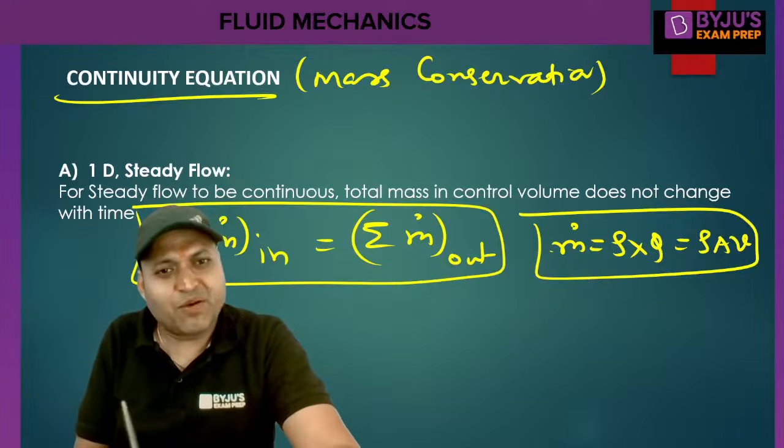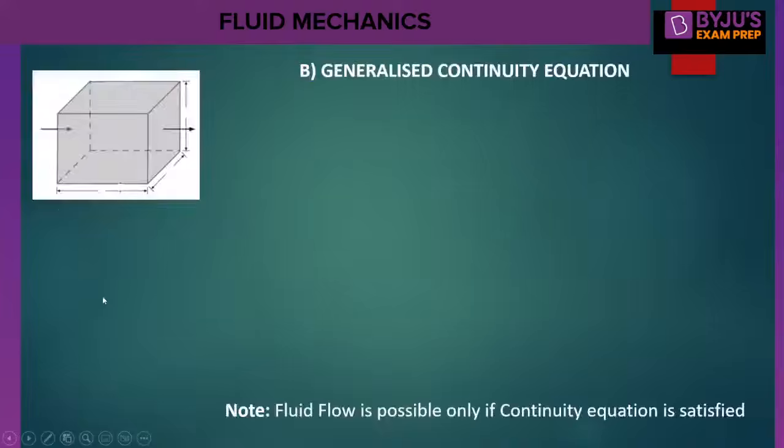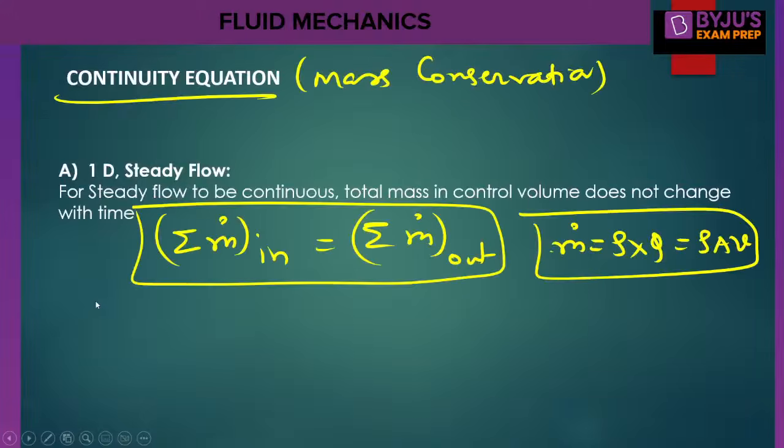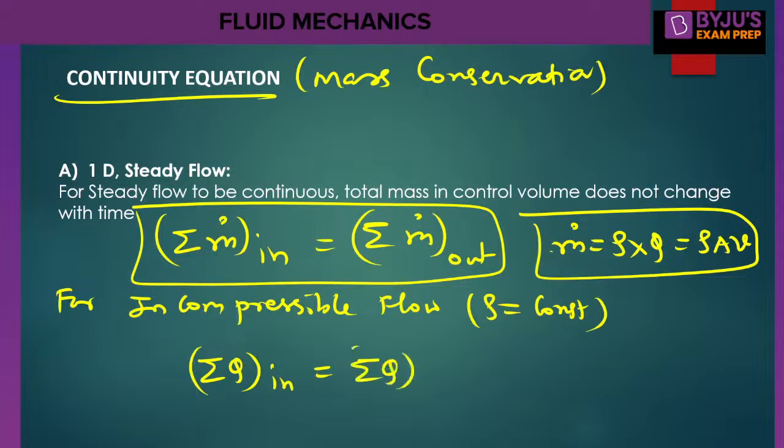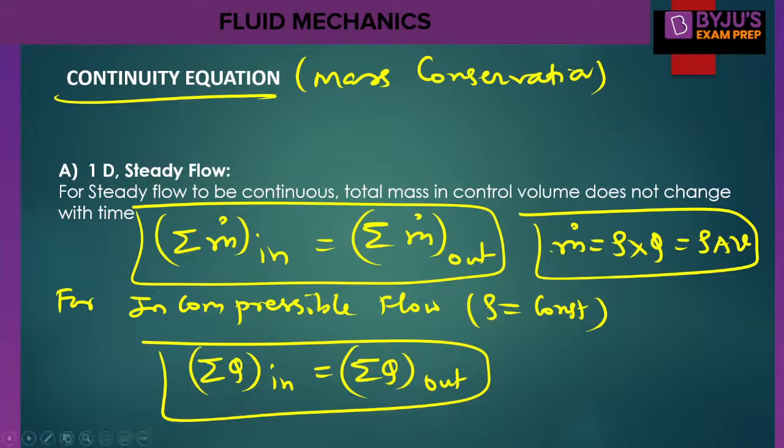For incompressible flow, rho is constant. If rho is constant, then we can say sigma Q in is equal to sigma Q out. Q is the discharge. So that is the continuity equation for one-dimensional steady and incompressible flow.